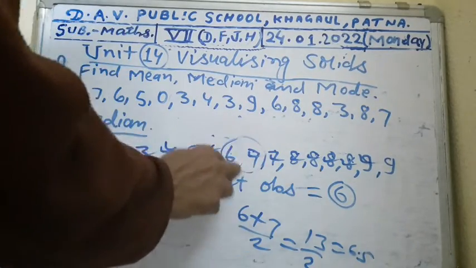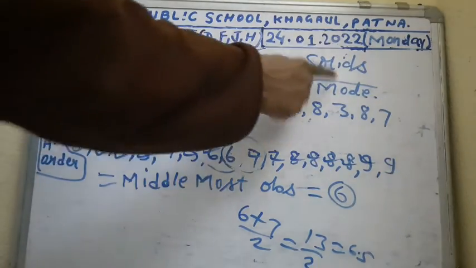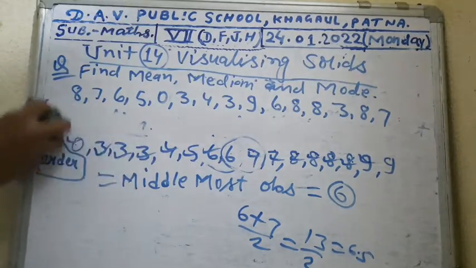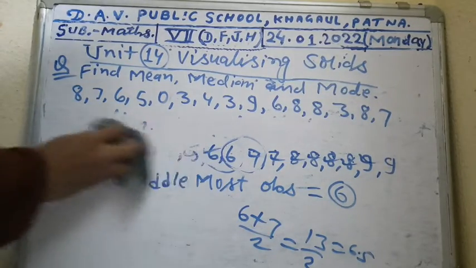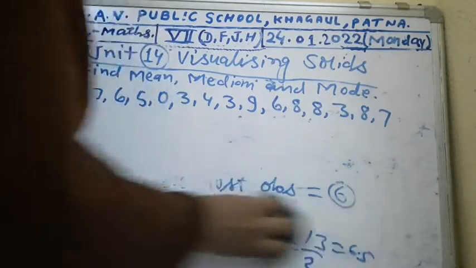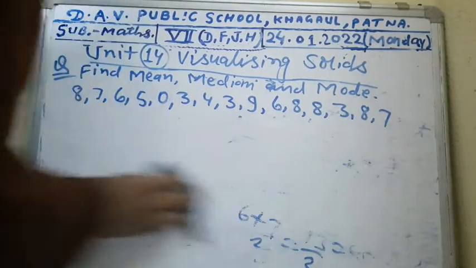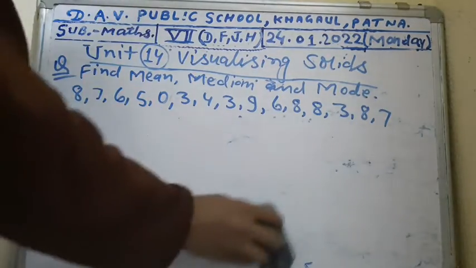ओके. नेक्स्ट, अदर इज मोड. माय नेक्स्ट टर्म, वी फाइंड मोड ऑफ द गिवन ऑब्जर्वेशन. गिवन ऑब्जर्वेशन का मोड फाइंड करना है. आइए देखते हैं कैसे मोड फाइंड करते हैं. फर्स्ट ऑफ ऑल आई वांट टू रिकॉल द डेफिनेशन ऑफ मोड.